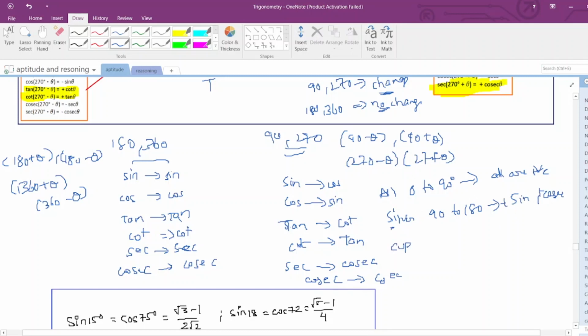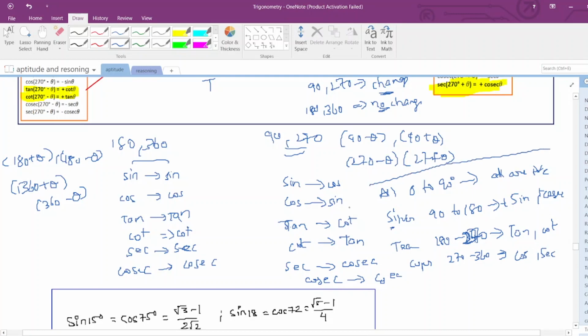Okay, Cups. All Silver Tea, sorry, Tea Cups. So T for tan, it's between 180 to 270. So T for tan. Opposite to tan is cot. Only these two are positive, remaining all are negative. And Cups, C for cups is between 270 to 360. And C for cos. Opposite to cos is secant. So these two are positive, remaining all are negative.